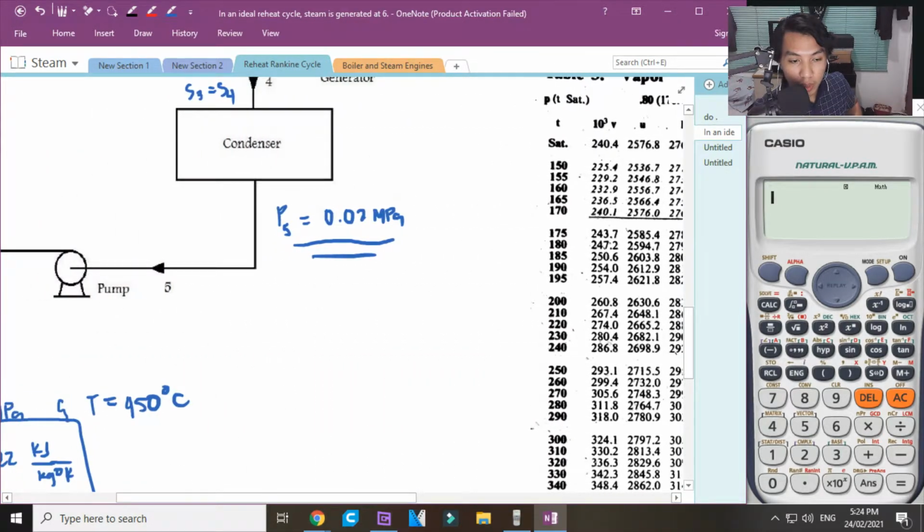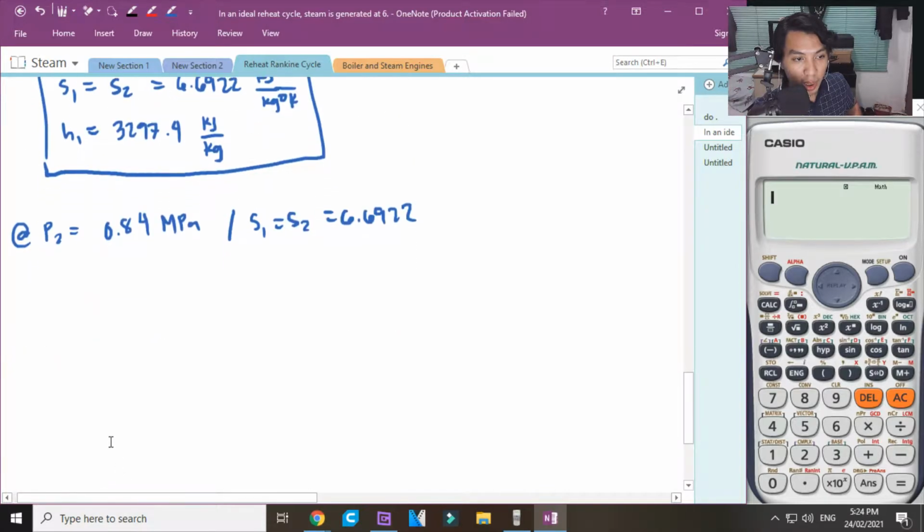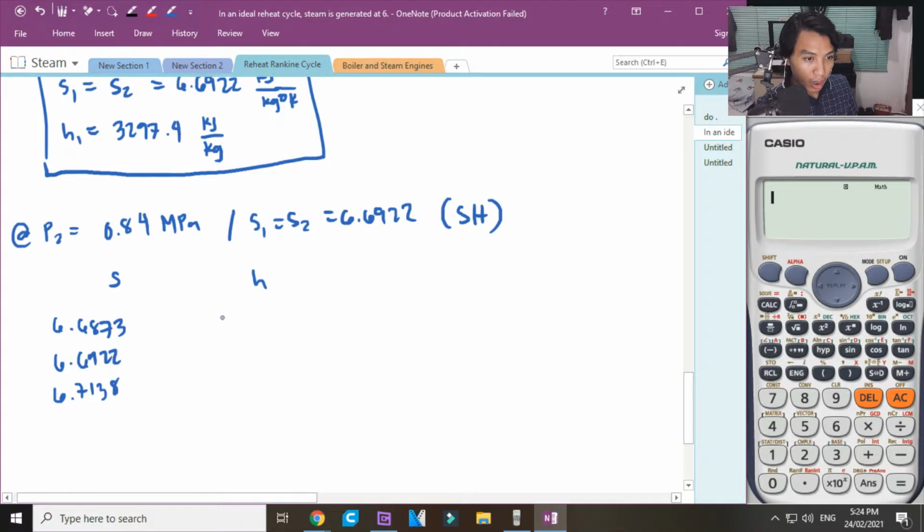You go to here. Okay. Nasa gitna. So, this is superheated in between. So, by interpolation, kunin natin yung S and then yung H. Okay, that is 6.6873, 6.6922, tapos yung 6.7138. Tapos yung H will be 2789.7, tapos ito yung hinahanap natin, H2. And then, 2801.7. Now, anong gagawin natin dito?